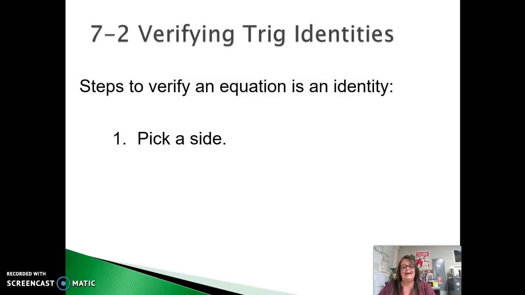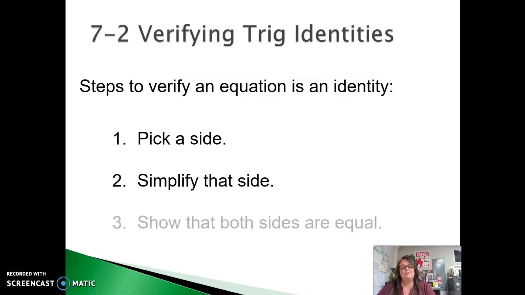So in order to do that, I can't be moving things to other sides or dividing both sides by anything, because when I do that, that is assuming that it's an equal sign. And we're trying to prove that it's an equal sign. So we need to pick a side and then simplify that side to then try to make it look like the other side. So if I can pick one side and show that it looks exactly like the other side, then I can say that I have a trig identity.